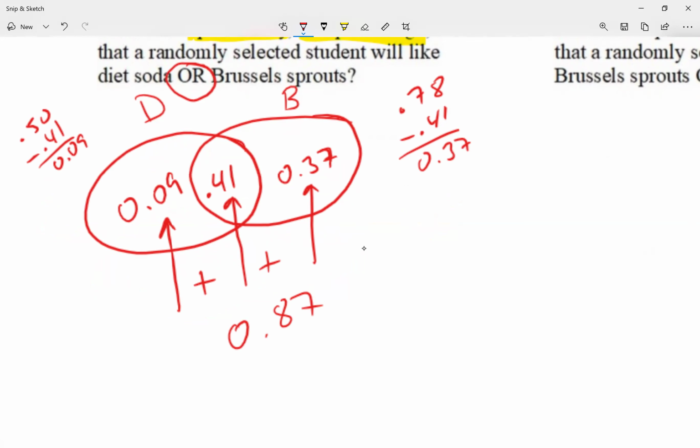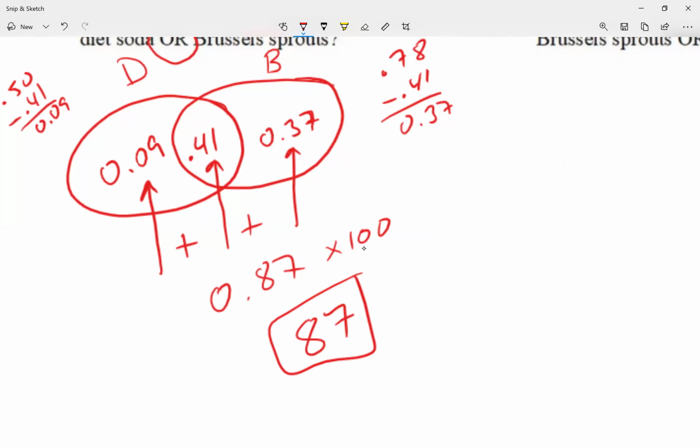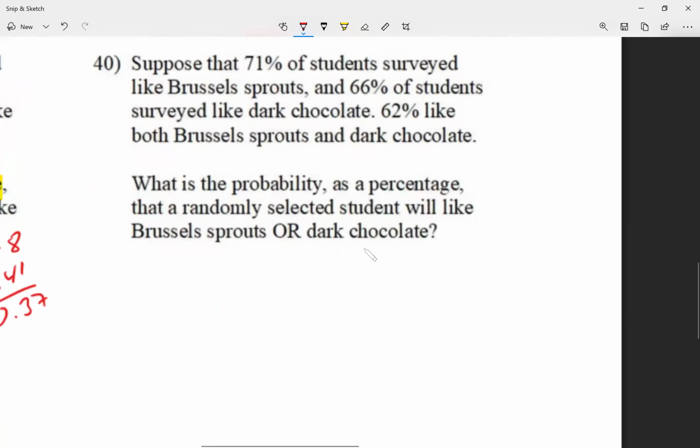If it was just the probability, 0.87, because I need it as a percentage, multiply this by 100. So it's going to give me 87%. Because I want it as a percentage, my decimal, my probability decimal, I multiply it by 100. So it gives me 87%. I don't have to write the percentage symbol. I'm just 87.